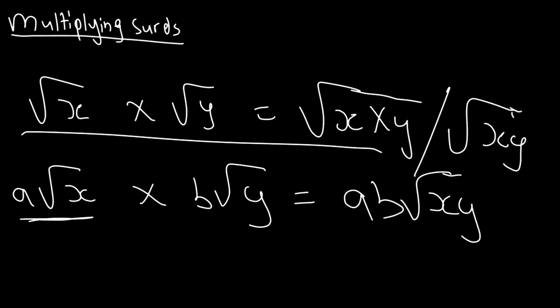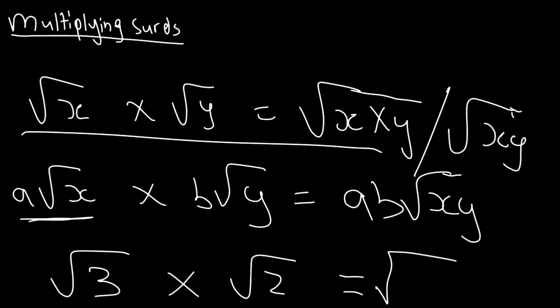What this basically means is, if we have, for example, root 3 times root 2, you just multiply the numbers inside the surd together. So that's going to be equal to root 3 times 2, which is equal to root 6, and that's your answer.